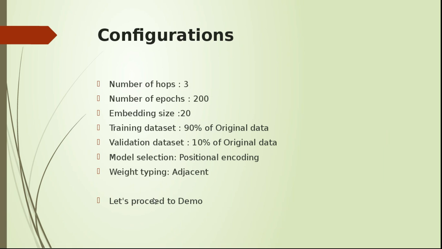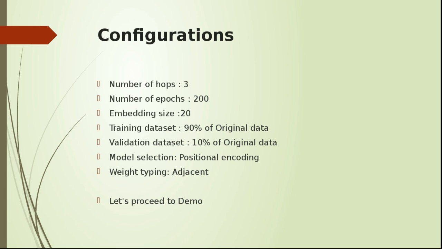First we'll see the configurations. We have used number of hops as 3. You'll get to know pretty soon what exactly it means. Number of epochs 200. Embedding size is the word embedding size in which we want to map our word vectors. So basically what we are seeing is we are mapping x number of words to 20 dimensional vectors.